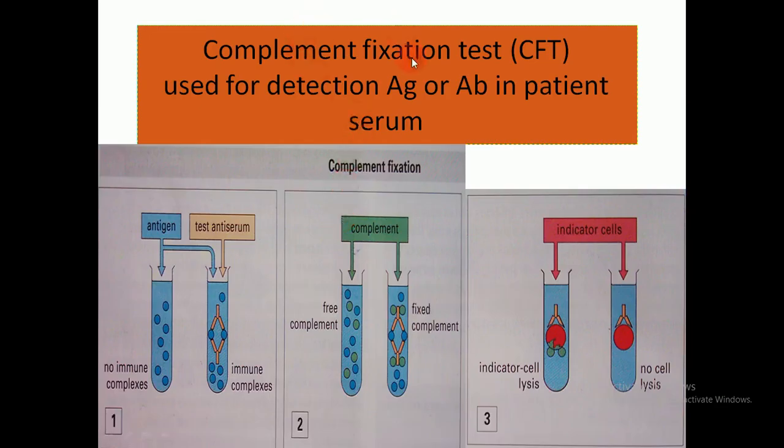Another test is the complement fixation test, which is no longer used today. It is used for detection of antigen or antibody in the patient serum, and it is the oldest test in immunity. Here we have two test tubes, and we have the antigen and add to it the patient serum.